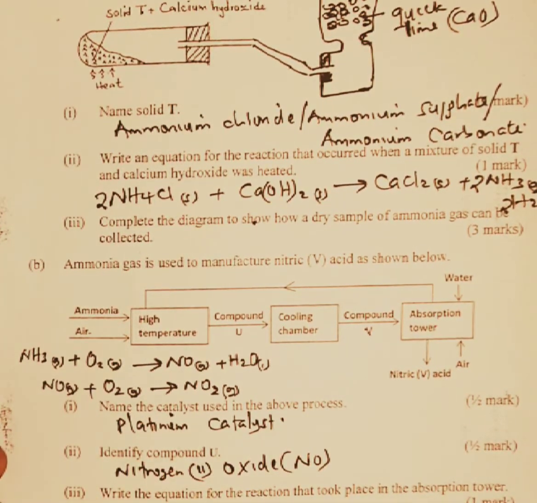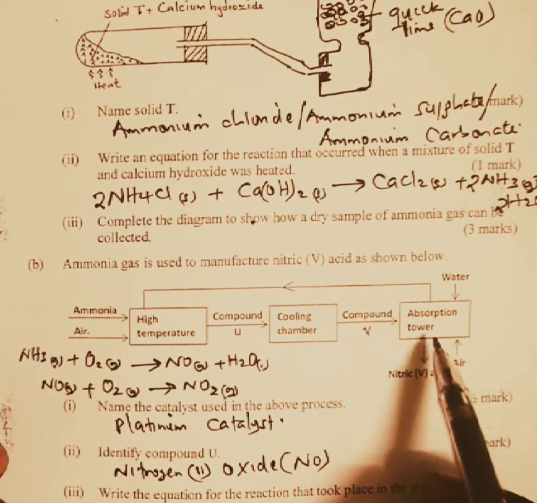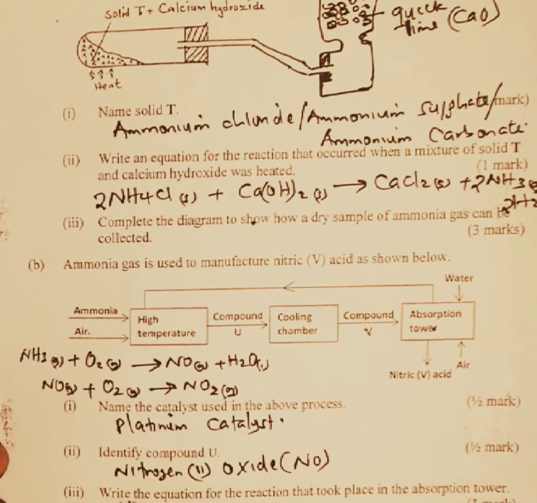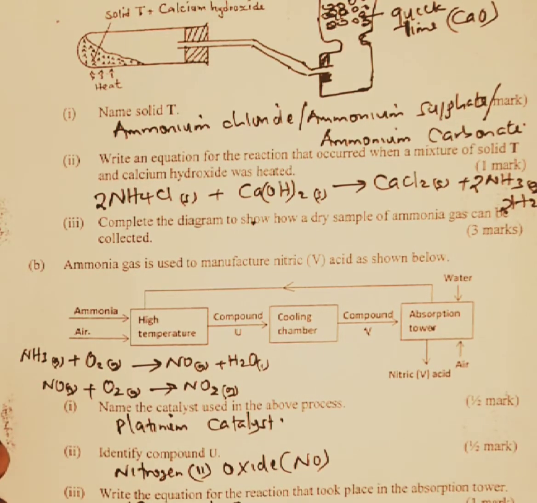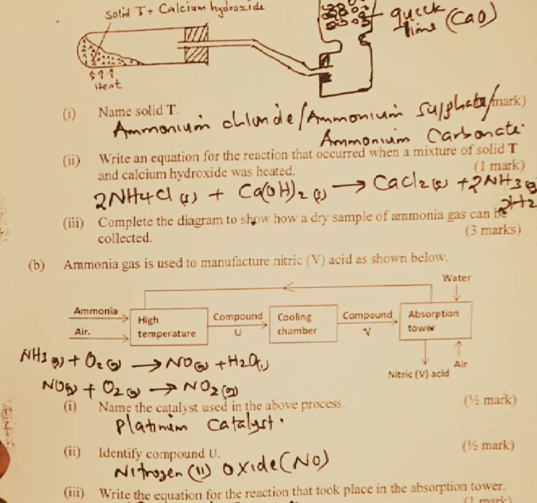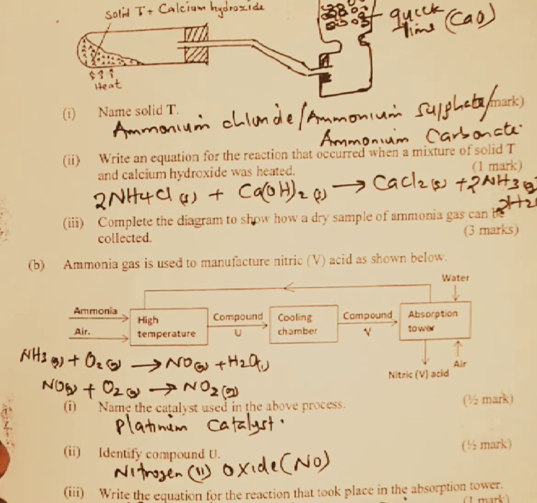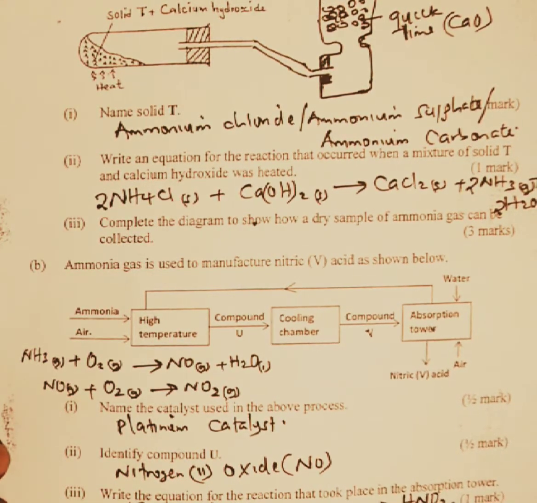Roman 3, write an equation for the reaction that took place in the absorption tower. In the absorption tower is where we have compound V, which is nitrogen(IV) oxide. We have water, which is a liquid, plus the oxygen gas to produce nitric acid, that is HNO3.